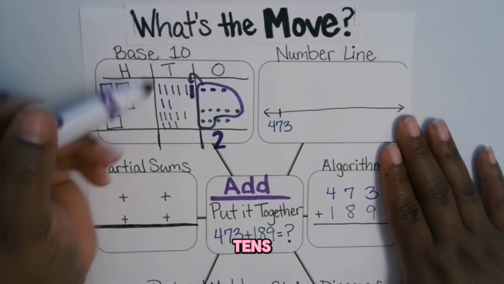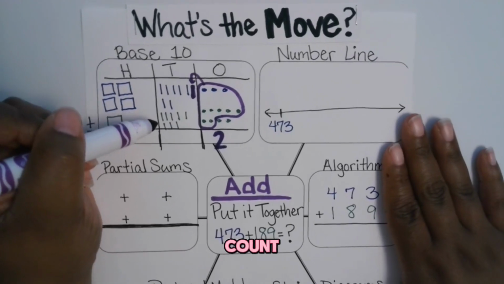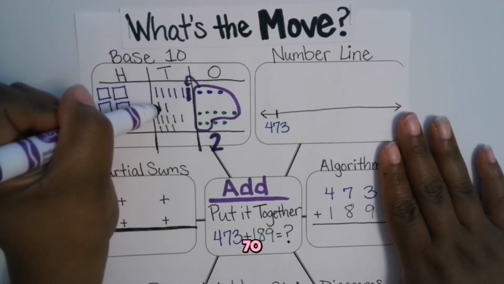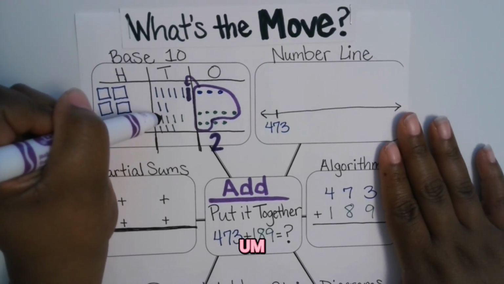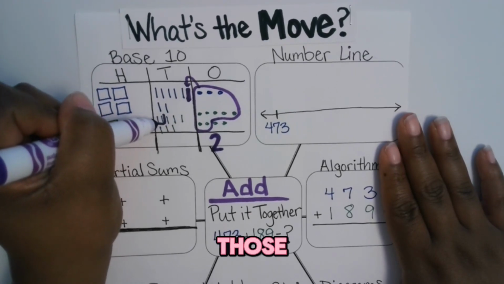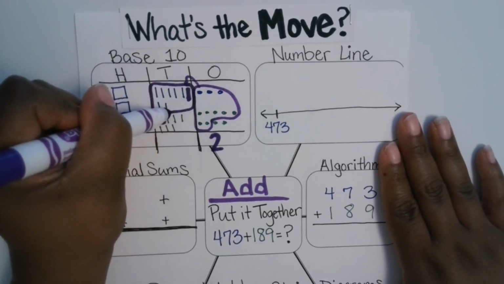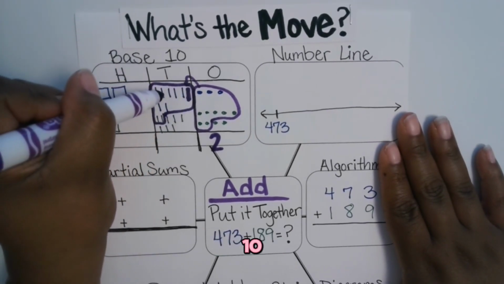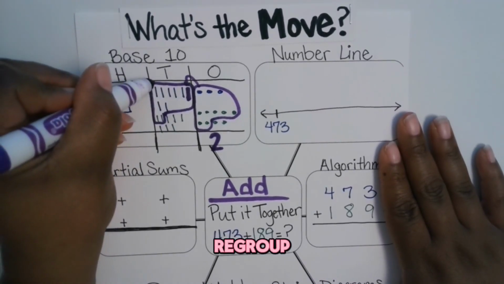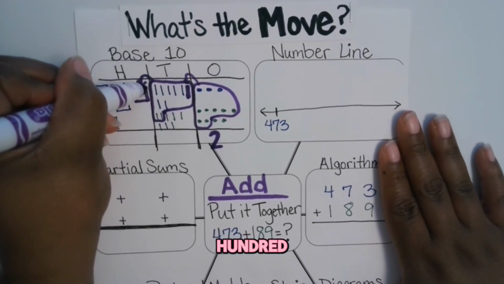Moving on to the tens. Because I'm in the tens place, I want to make sure that I count by 10. So that would be 10, 20, 30, 40, 50, 60, 70, 80, 90, 100. Notice that I counted the one that I regrouped as well. But I'm going to combine those tens that make 100. And make sure I have 10 tens, 10, 20, 30, 40, 50, 60, 70, 80, 90, 100. Yes. Those regroup to create an extra 100.